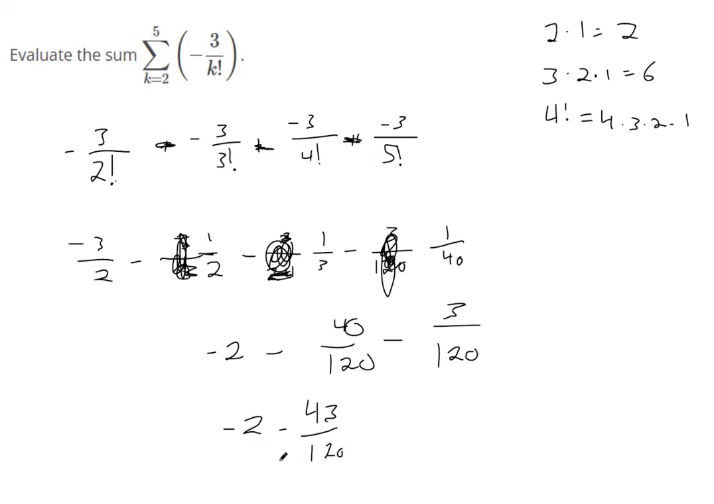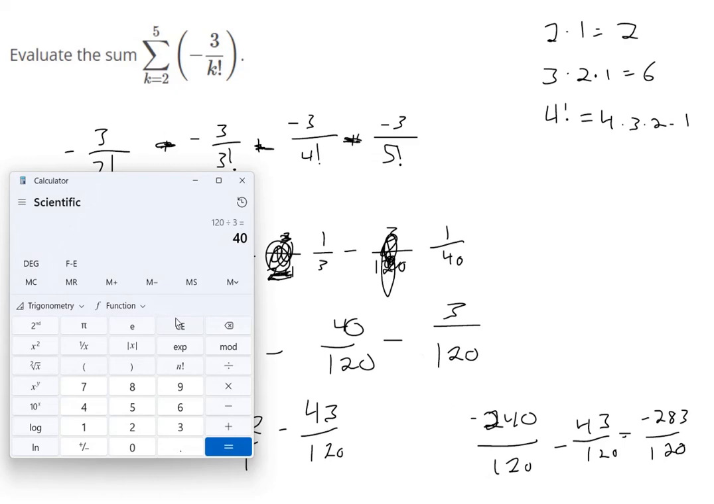But then we still need common denominators to combine these. You could say it's negative 2 and 43 120ths at this point too, but I think they want it as an improper fraction. So I'll multiply the top and the bottom of this fraction by 120. That's negative 240 over 120 minus 43 over 120. So that's negative 283 over 120. And then can we simplify? Probably. If I do that trick where I add the digits, it's not divisible by 3.